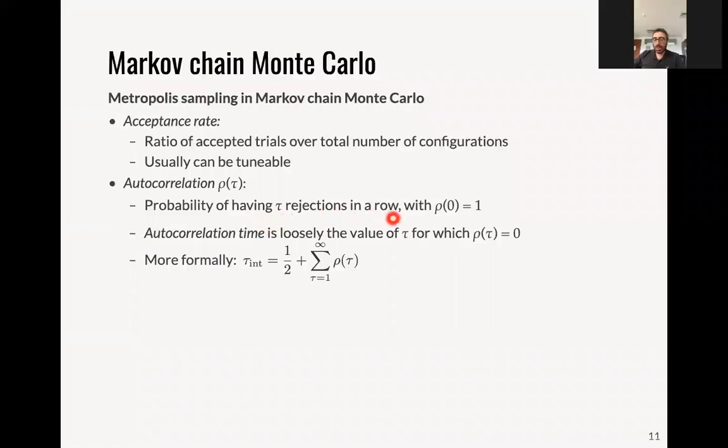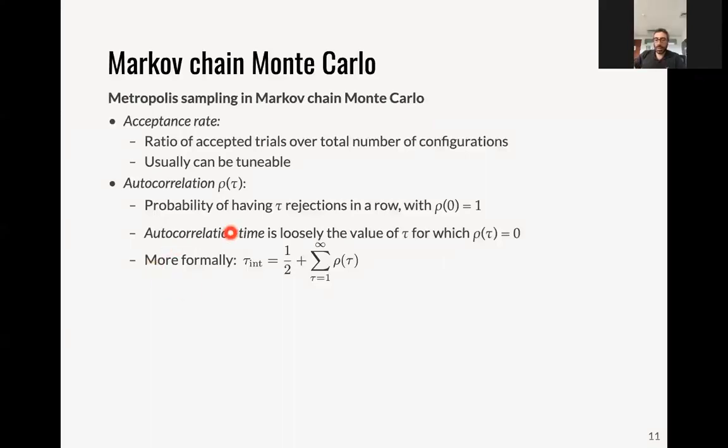And then autocorrelation time is loosely the value of tau for which the autocorrelation goes to 0. So the distance at which this autocorrelation goes to 0. In other words, what is the maximum number of rejections in a row that I have in a given Markov chain? It can be loosely defined as the autocorrelation time.